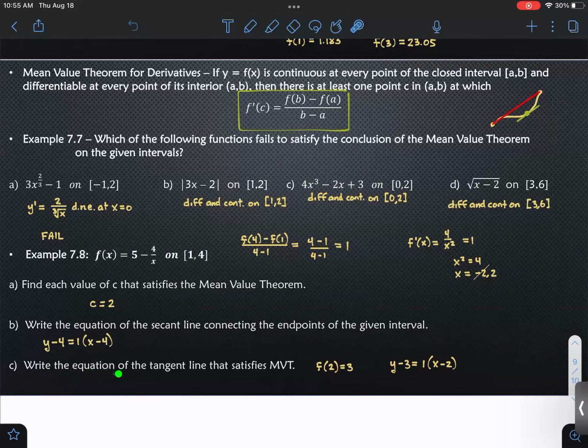Last part, write the equation of the tangent line that satisfies the MVT. The tangent line, okay, we're talking about this c value up here that we already found. We know the slope there matches the average rate of change. So the slope is still 1, but I need to find the x and y. X is 2. If I plug a 2 back in up here, I get back a 3. So (2, 3) is the actual point where the tangent line is parallel, same slope as the secant line. Here's my final point slope form: y minus 3 equals 1 times x minus 2.